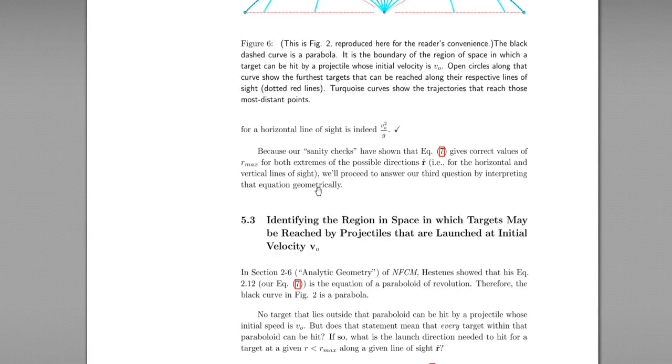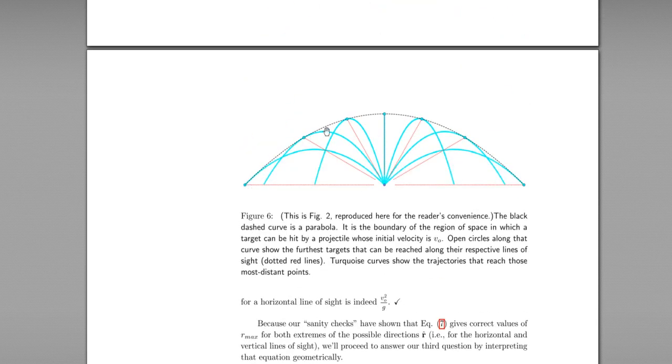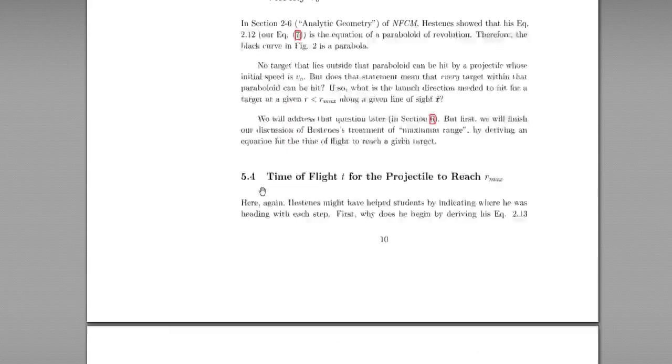Continuing here, we want to find the region of space, and that turns out to be a parabola, and Hestenes demonstrates that very simply by using some results of analytic geometry that he presented earlier in the book. So that's actually quite brief.